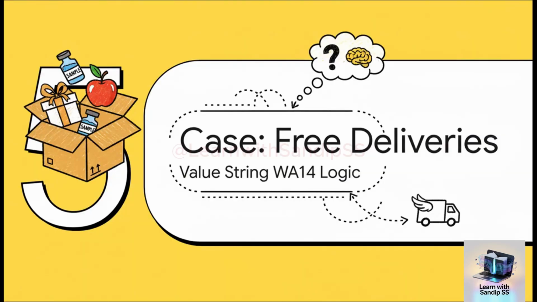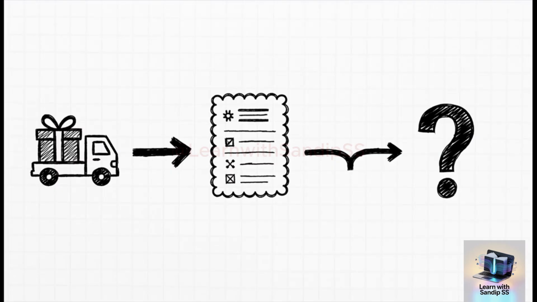Now let's throw a curveball at the system. What happens when goods show up, but they're free? Maybe a supplier sent you a sample, no charge. This is where the logic gets really, really cool. For this kind of delivery, the system pulls out a different recipe book. It uses a value string called WA14.